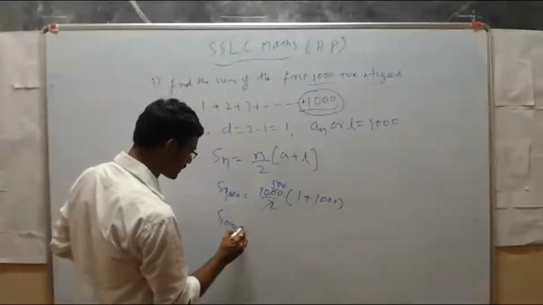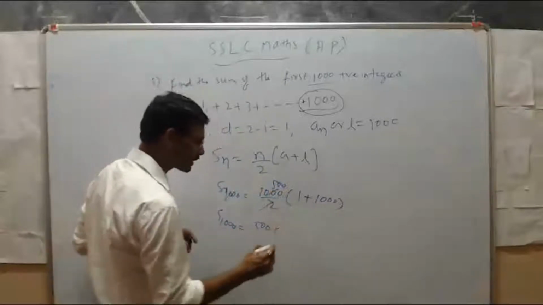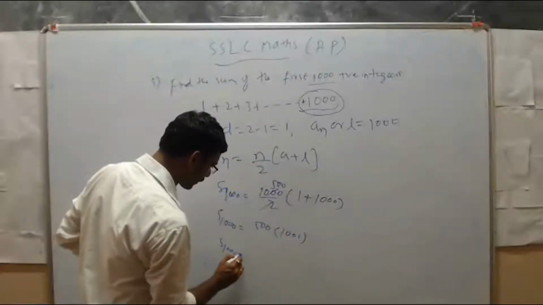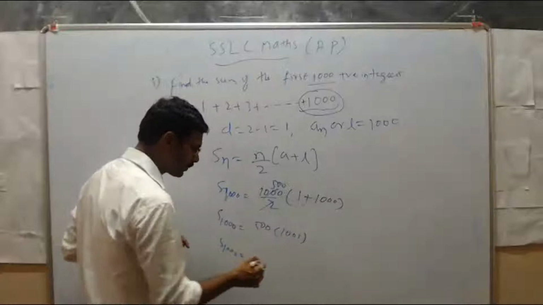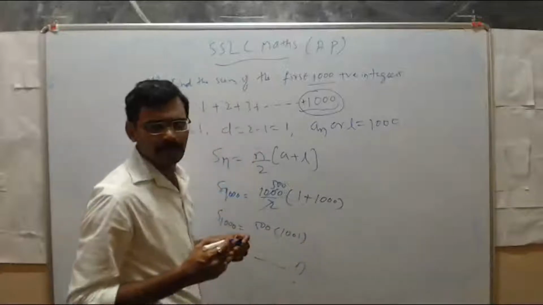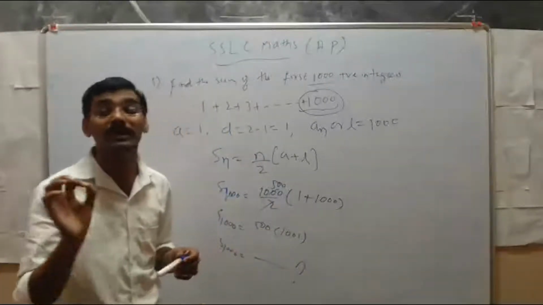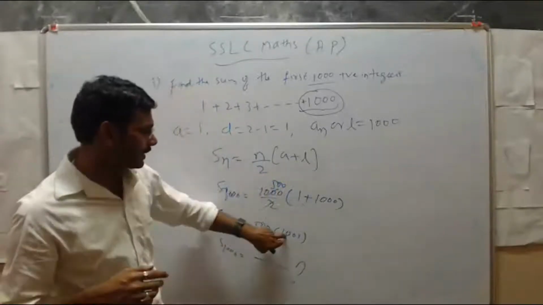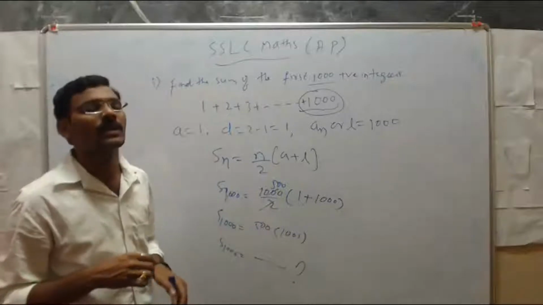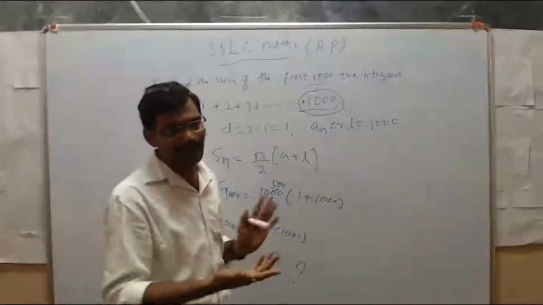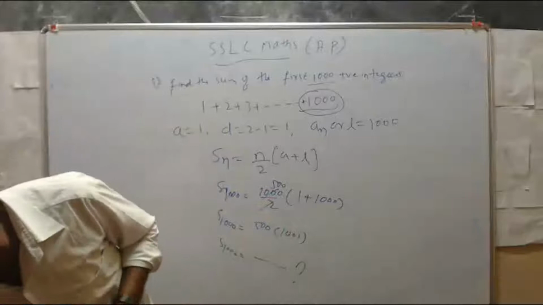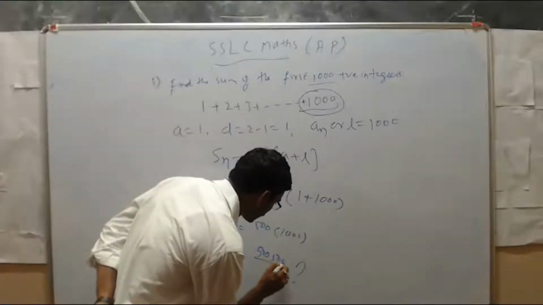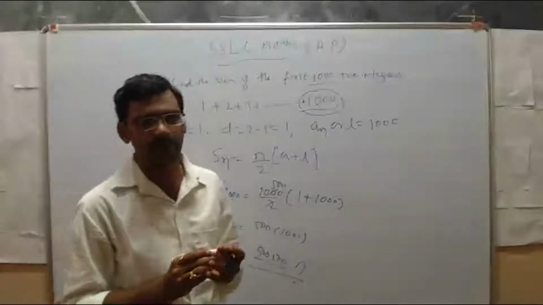Therefore, S1000 is equal to 500 into (1000 plus 1), which is 1001. Then S1000 is equal to 1001 into 500. This last step you have to simplify with the help of multiplication. After multiplication, 500 into 1001 is 500500. It is the sum of the first n terms of an AP.